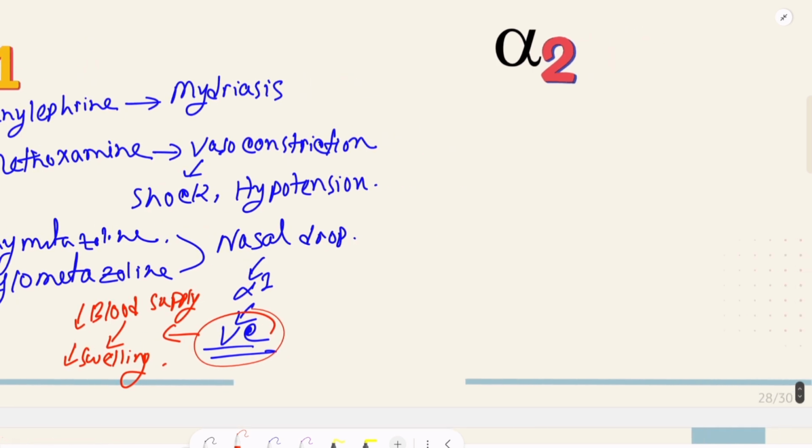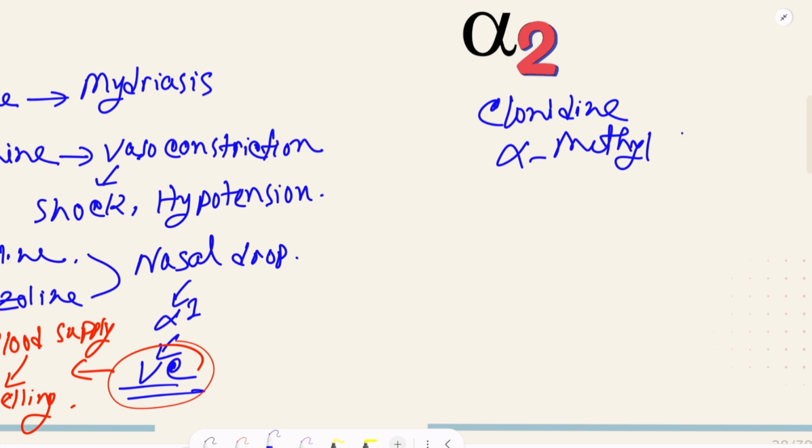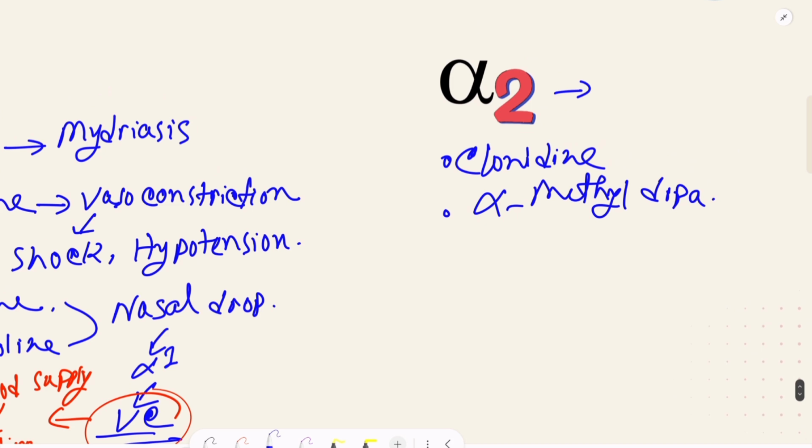Now, if we come to alpha-2 agonists, the drugs are clonidine and alpha methyl dopa. In this video, we have discussed that the alpha-2 receptor mainly acts like a brake. So stimulation of alpha-2 receptor will put a brake on the sympathetic nervous system. So the sympathetic outflow is reduced.